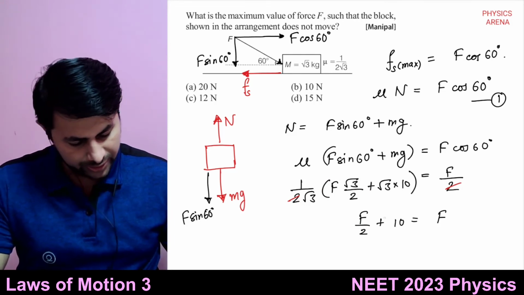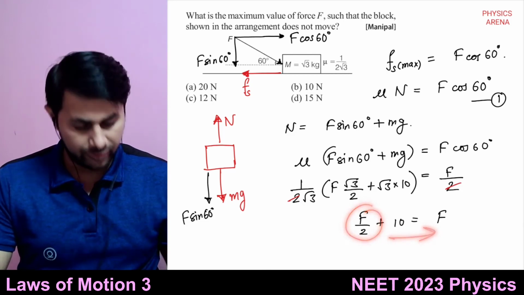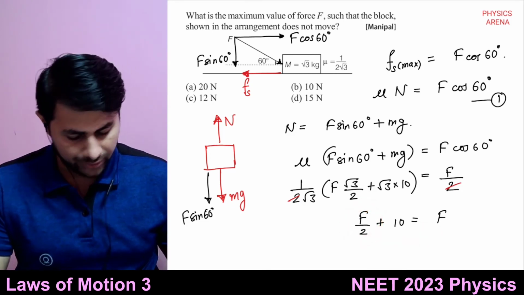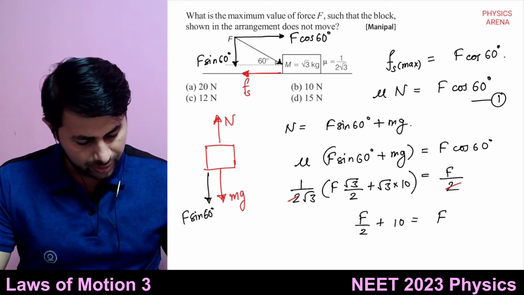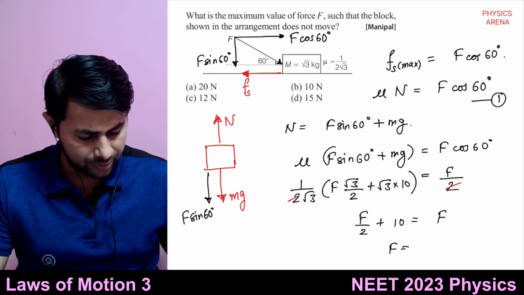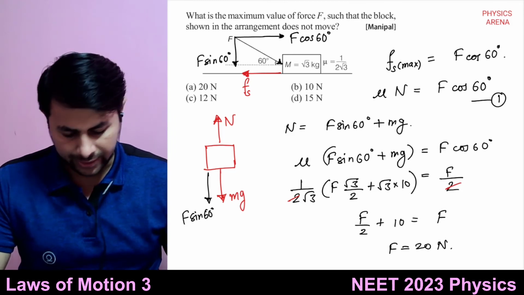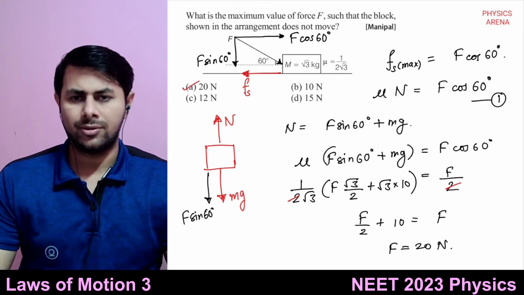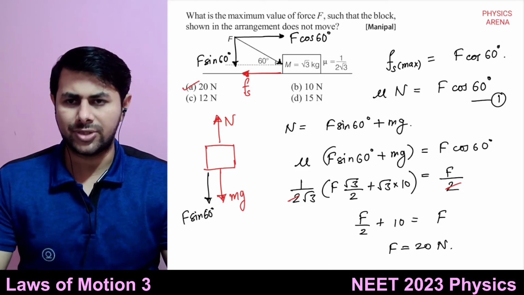So if we move this F by 2 on right hand side, what do we get? 10 is equal to F minus F by 2, that is F by 2. Okay, and therefore F is equal to 20 newtons. This is the answer. Okay, so this is clear, or is there a question?